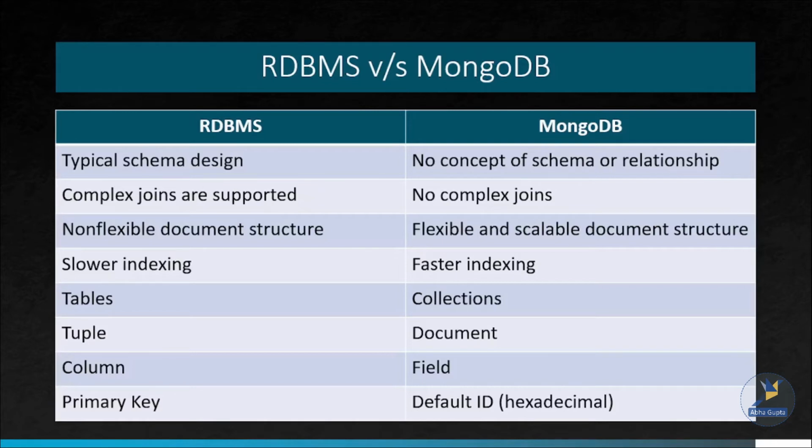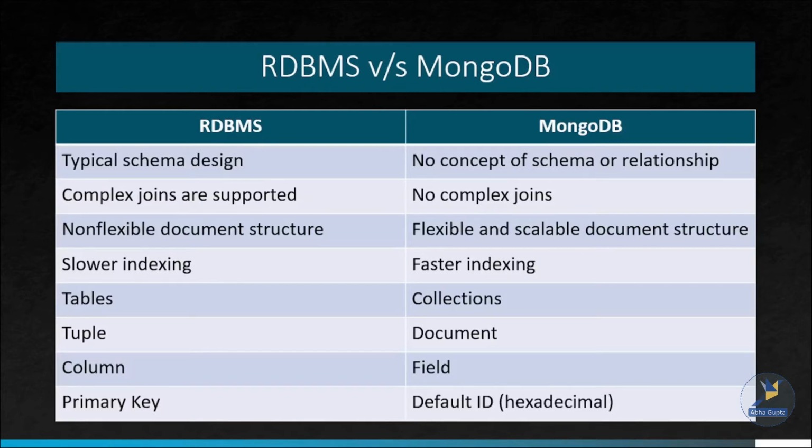If we talk about RDBMS, it has a non-flexible document structure, whereas if you are working with MongoDB, it is very easy to change the document structure. RDBMS has slower indexing, whereas indexing is very fast in MongoDB. When we are working with relational database systems, we have a concept of tables. Tables are known as collections in MongoDB.